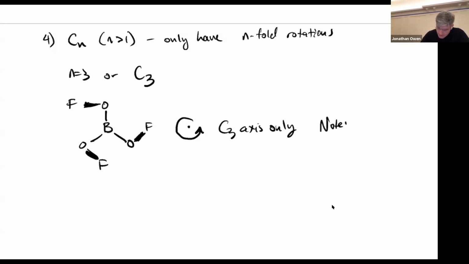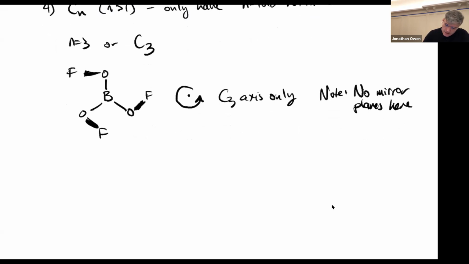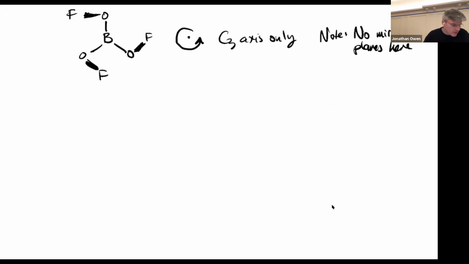Just to be clear, there are no mirror planes here. If the fluorines were in the page, then you could have a plane of symmetry in the paper. But if you reflect about the paper, in this case, the fluorines on top are going to go below the paper, and that's not the same orientation. All right, so let's do a multiplication table for this guy.